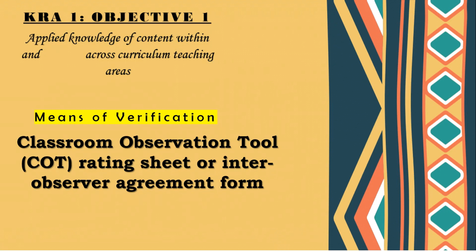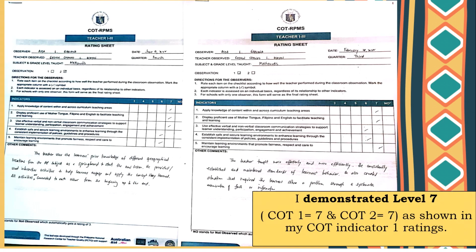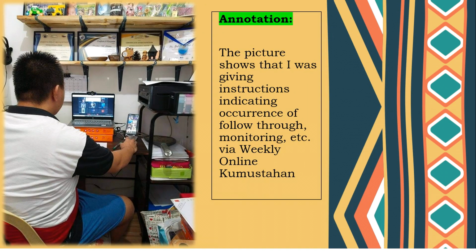Objective 1. Applied knowledge of content within and across curriculum teaching areas. Ang actual na MOV na ginamit po dito ay ang aking rating sheet. So, I demonstrated level 7 as shown in my COT Indicator 1 ratings. Aside po sa COT, meron po tayong complemented picture. The picture shows that I was giving instructions indicating occurrence of follow-through, monitoring, etc. via weekly online kumustahan. So, hindi lang po naka-module ang mga bata, kinukumusta po natin sila via weekly online kumustahan.